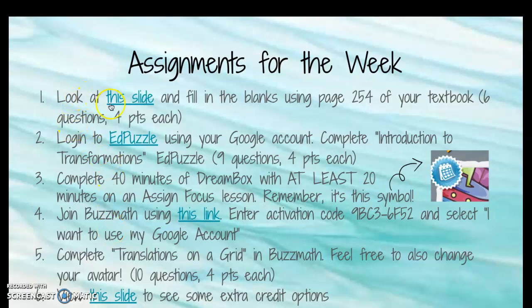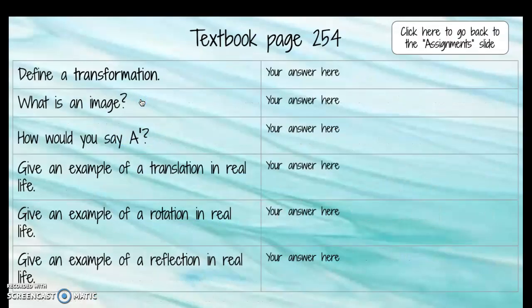So look at this slide and fill in the blanks using page 254 of your textbook. There are 6 questions, 4 points each. As you can see, it's underlined here. That means that it's a link, and it's a different color. If I click on that, it brings me to the slide that I need to go to. So I'm going to look in my textbook at page 254. It's the purple book that you guys brought home right before the school closed. And you will be answering these questions.